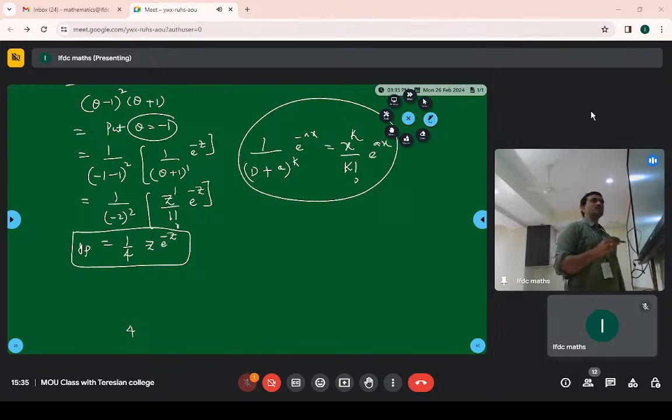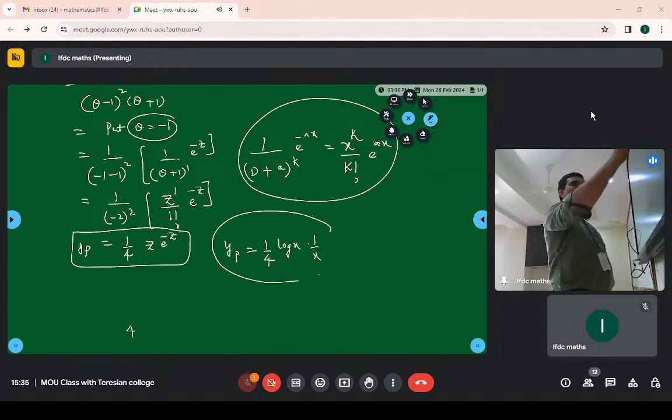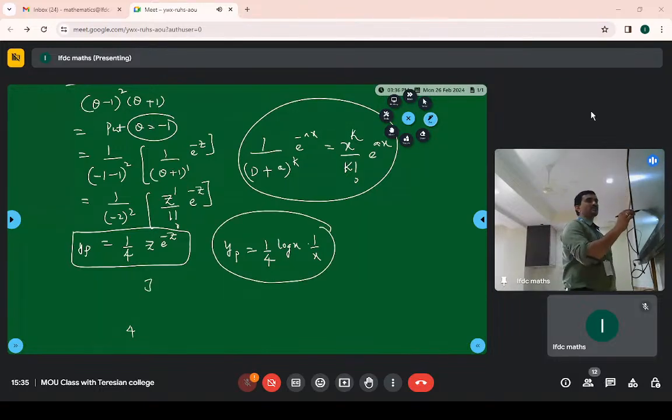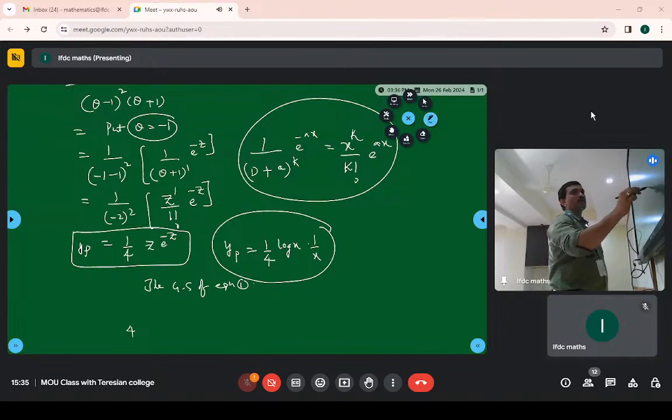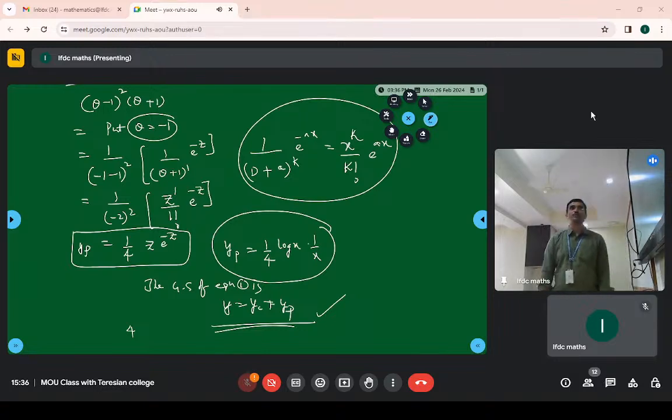But the same answer I would like to write in terms of x. YP is equal to 1 by 4 into log x into 1 by x, that is log x by x, since x equals e power z and z equals log x. This is my YP. And the general solution of my equation is y equal to complementary function plus particular integral. That gives the complete solution of the problem.